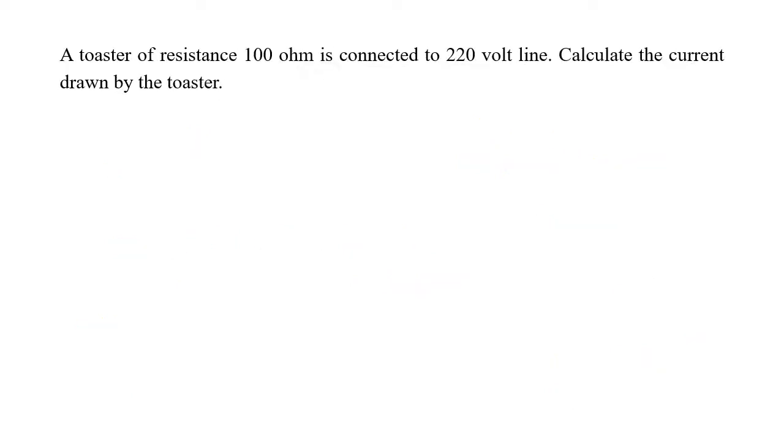Now in the next numerical we have a toaster of resistance 100 ohm. Let us write down R equal to 100 ohm, connected to a 220 volt line. Calculate the current drawn. Here we directly apply Ohm's law. I is equal to V upon R, that is 220 upon 100, or 2.2 ampere. Again you see here the resistance is given in ohm and the voltage in volts, so the SI units are mentioned, and there is no need to make any change here.